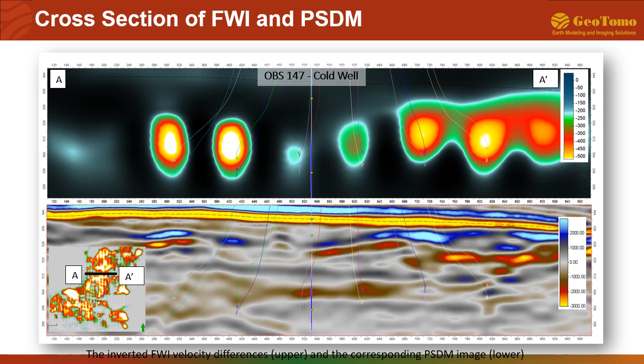Here's a crossline section. We see a good agreement where the observation well indicates no heating. You can also see the horizontal well pairs projected onto the cross section and a good agreement between the injector and the FWI steam chamber. Identifying where no steam is present has important value in placing infill wells. The FWI model difference in the upper panel shows even a higher resolution than the PSDM image at the lower panel.